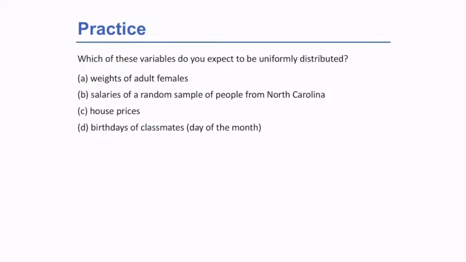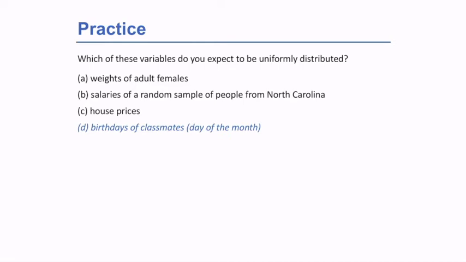Which of these variables do you expect to be uniformly distributed? Uniformly distributed means that every value in the range is going to be approximately the same. Should be D, right? Days of the month for birthdays: you're going to have about the same number of people born on the 1st as the 5th, as the 12th, and so on.